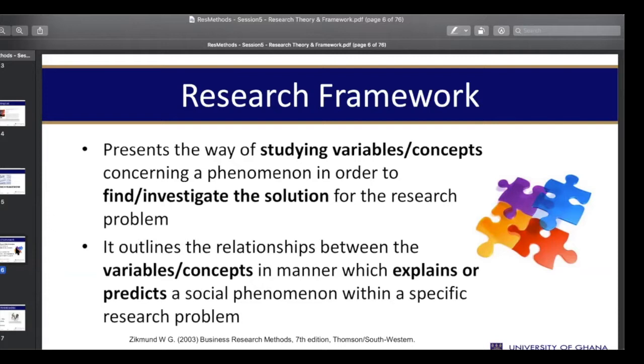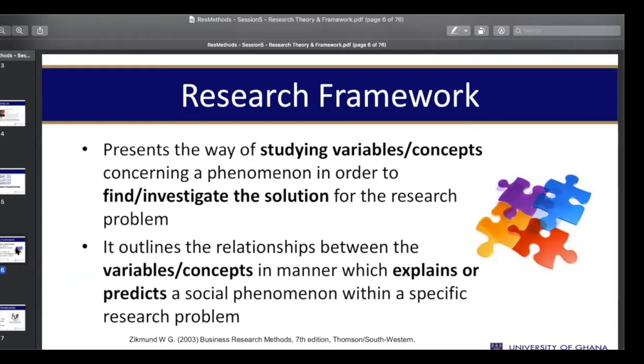So let me just give an example, a very basic example. I'm using this basic example because I want you to get a fundamental premise of what the research framework does. So supposing you want to buy a piece of land, and the land is usually supposed to be in a rectangular shape. They tell you that the land is 100 by 70. When you multiply the 100 by 70, you are getting an idea of the area of the land. But how did you get to the area of the land?